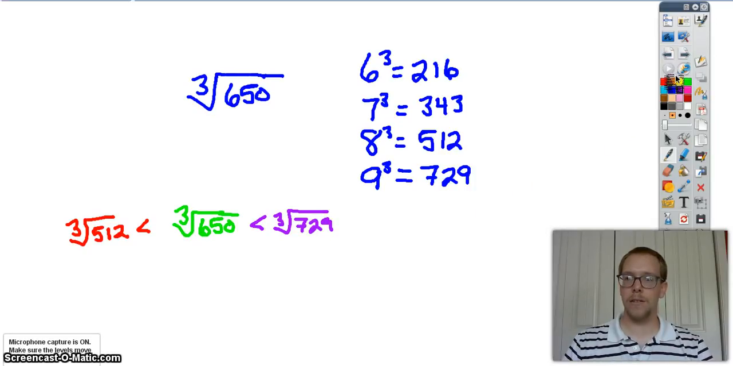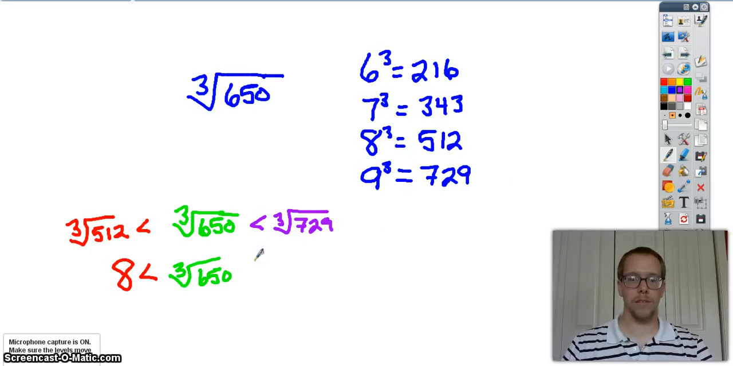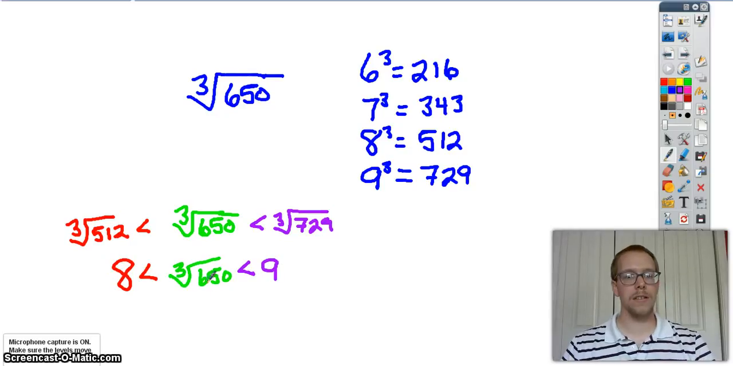And now let's go ahead and insert these cubes. We know the cube root of 512 is 8, because 8 cubed is 512. And we'll go ahead and insert the cube root of 650. And we know that 729 is a perfect cube. The cube root of 729, well, that's 9. So we know the cube root of 650 is between 8 and 9. Now later on we'll talk about how to get a greater approximation, but for right now that'll do it for this screencast.